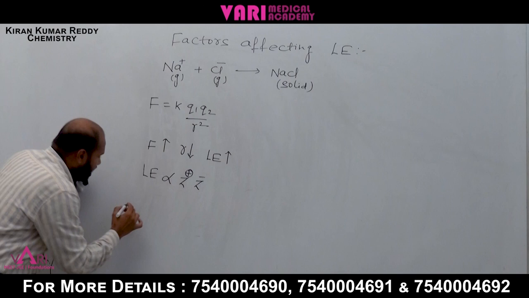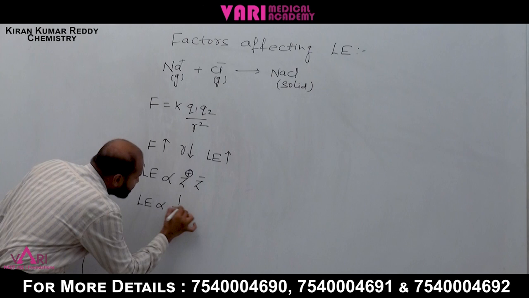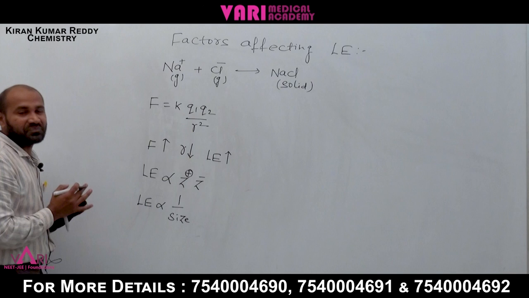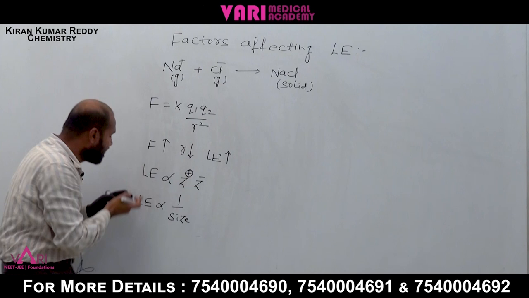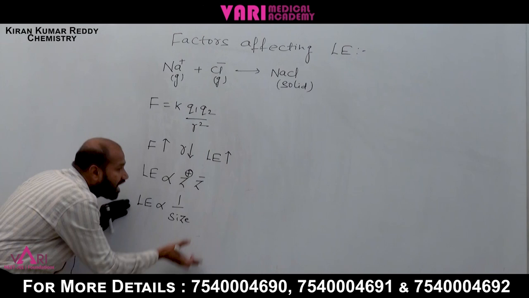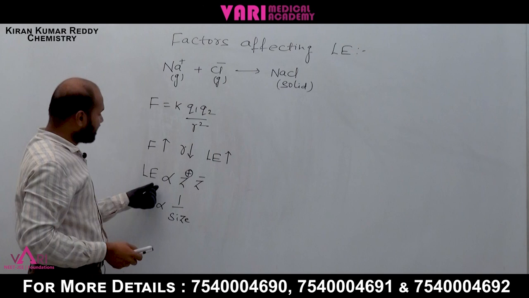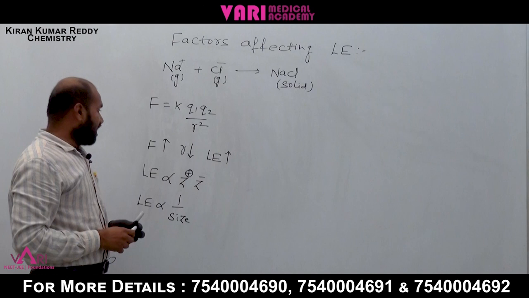Next, lattice energy is inversely proportional to size. If the size of the atom increases, lattice energy decreases. If directly proportional, when one increases, the other also increases. If inversely proportional to size, when the size of the atom increases, lattice energy decreases. Now remember these points. What are the factors? Lattice energy is directly proportional to the charge on the cation and anion.